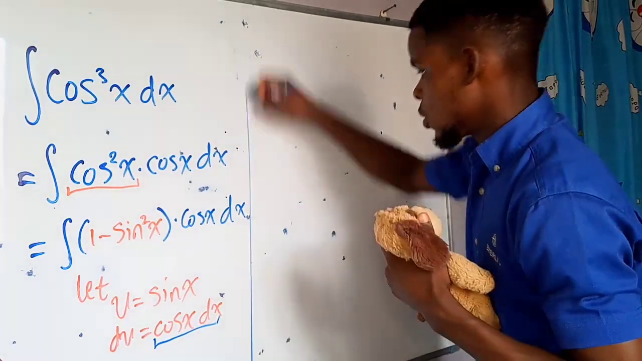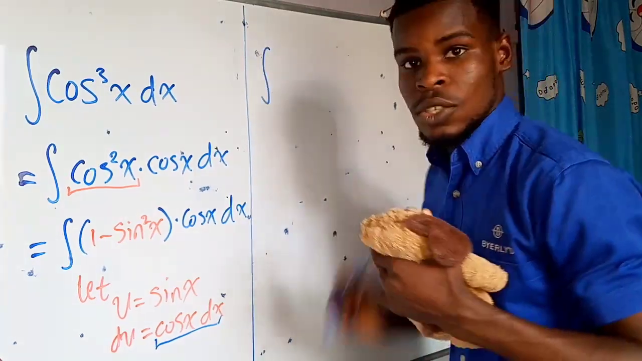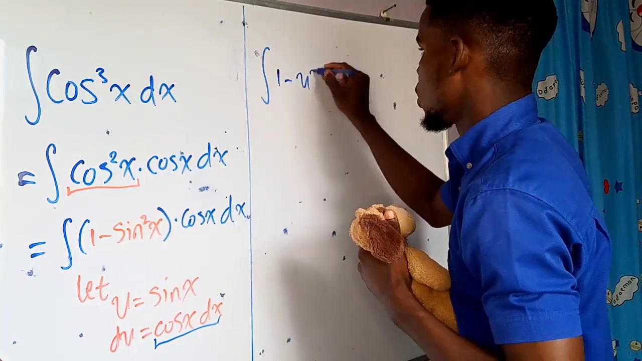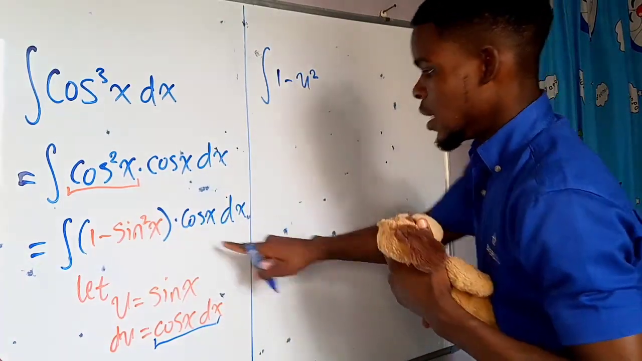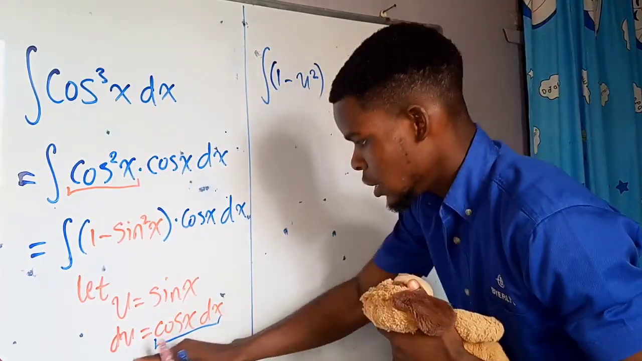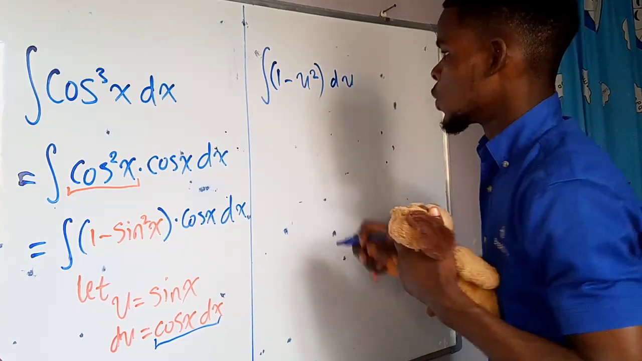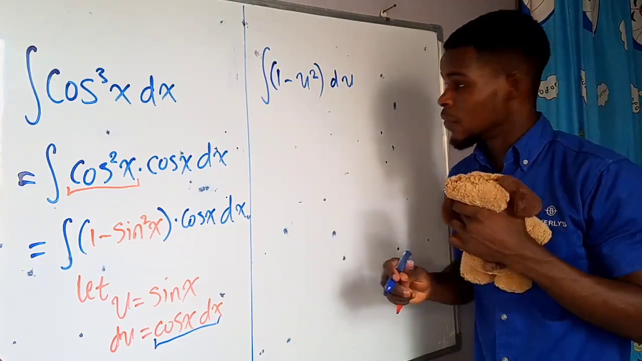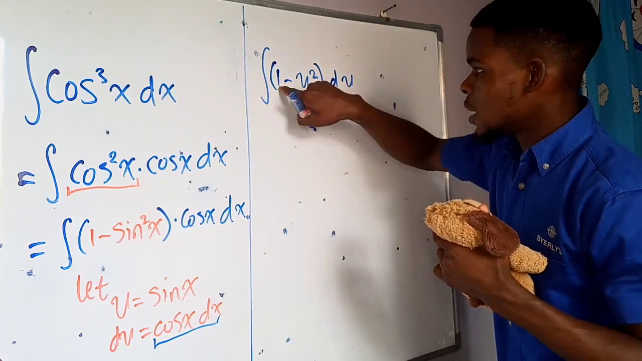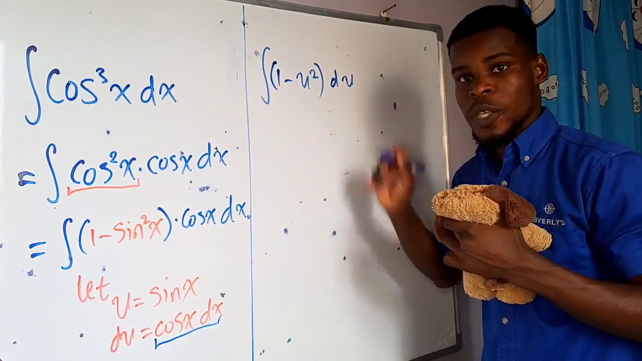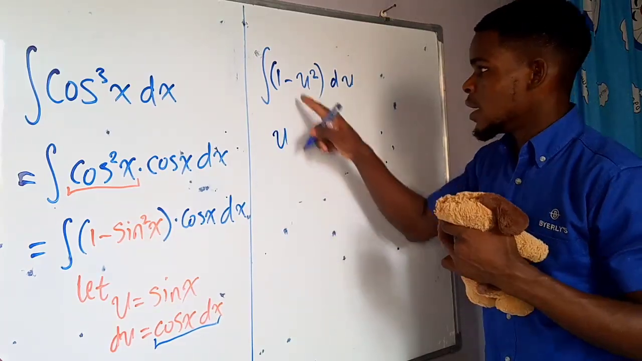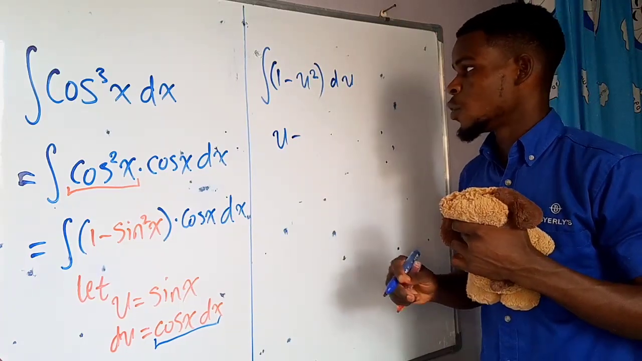So that brings us to this new integral, which becomes 1 minus u squared, where u is sine x, and then cosine of x dx will become du. So here we are going to find the antiderivative of this difference over the u variable. Okay, so what is the antiderivative of 1 with respect to the u variable? Well, the antiderivative is just u, right? And then we say minus the antiderivative of u to the second power.